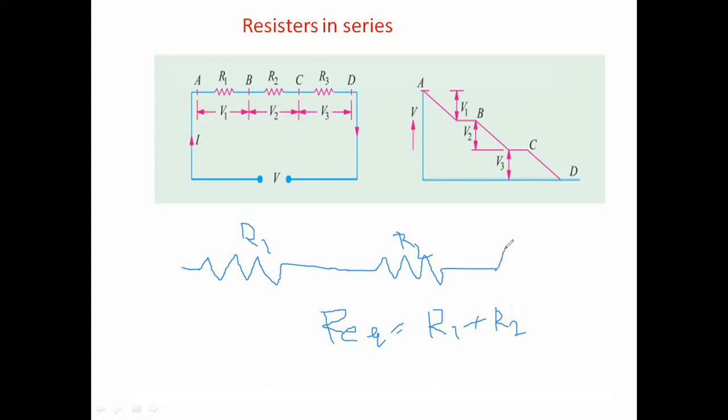Suppose we connect one more resistor in series, R3. Then also we add all the resistors in series. So R1, R2, R3 are connected in series, and R1 plus R2 plus R3 gives the equivalent resistance of these three resistors in series.